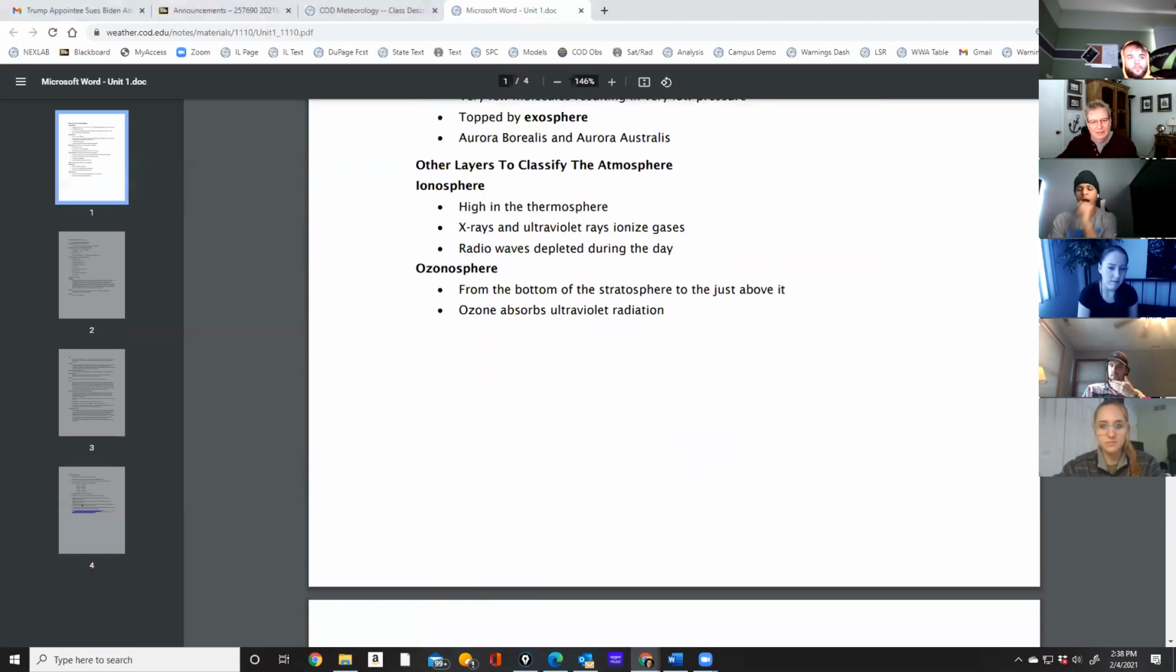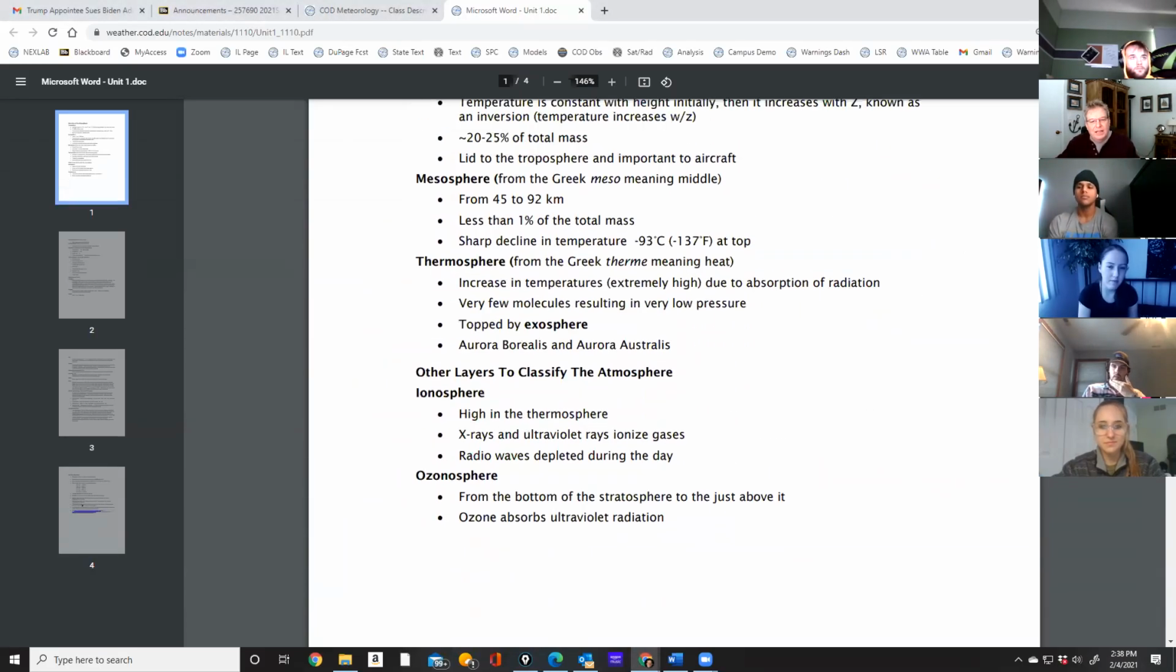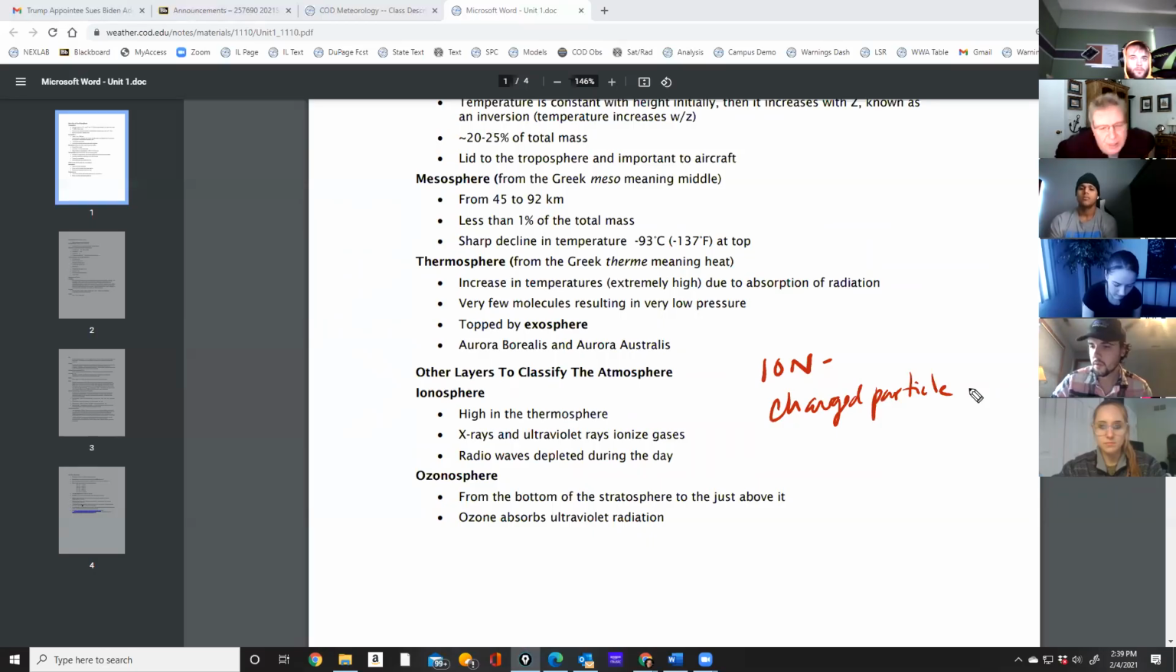That's not hard. Now you can call it the ionosphere. So high in the atmosphere, you have what's sometimes referred to as the ionosphere. The thermosphere is part of the ionosphere. What is an ion? Anybody know the definition of an ion? It has to do with a charge, I'm pretty sure. We call it a charged particle. So the molecules get charged, and because there's a charged particle, that allows electricity to flow.